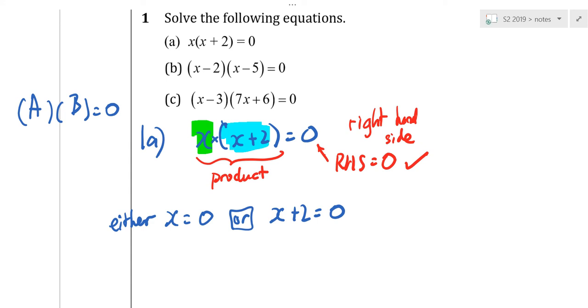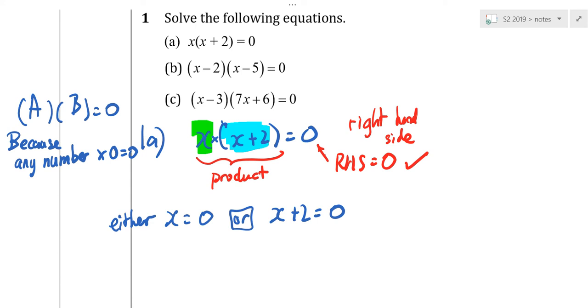Because any number times 0 is equals to 0. Does it help? Does this sentence help you? Therefore, A must be equals to 0 or B must be equals to 0. Does that help you?